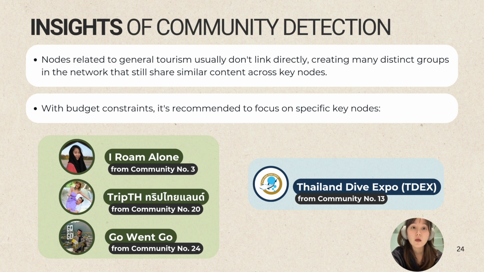But with limited budgets, we recommend focusing on key nodes such as Alone Trip Thailand, Go and Go, and TEDx. The ones in the king square, like Alone Trip Thailand and Go and Go, have very high centrality in three aspects: degree centrality, betweenness centrality, and closeness centrality. But TEDx is notable for its high eigenvector centrality and also represents the diving community as well.